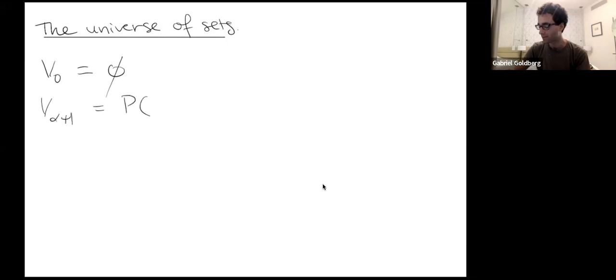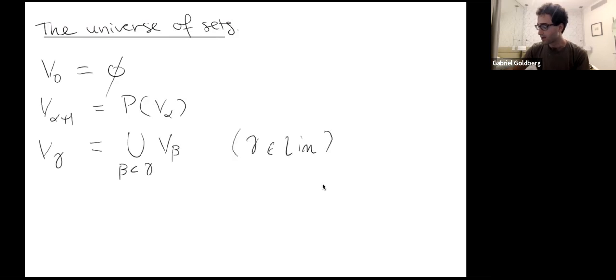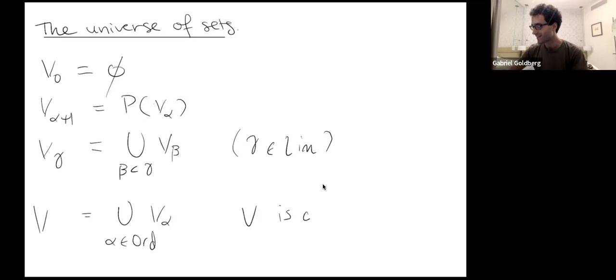So you start with nothing, and then you take the power set of nothing and the power set of that, and you iterate that through all of the transfinite ordinals. So at limit ordinals, you take unions, and then the universe of sets, or the pure sets, well-founded sets, is given by taking the union of all the levels of the cumulative hierarchy. So obviously V is a proper class.